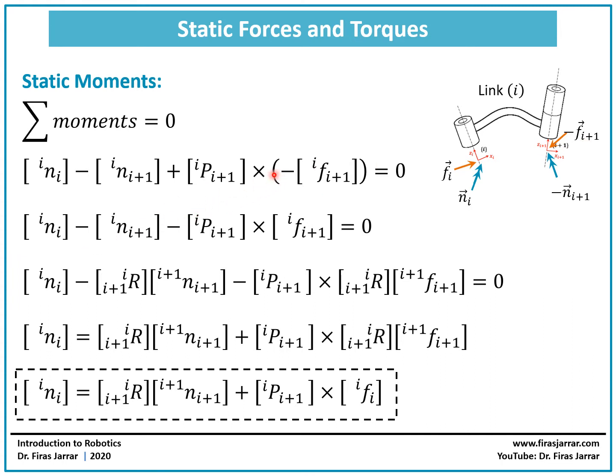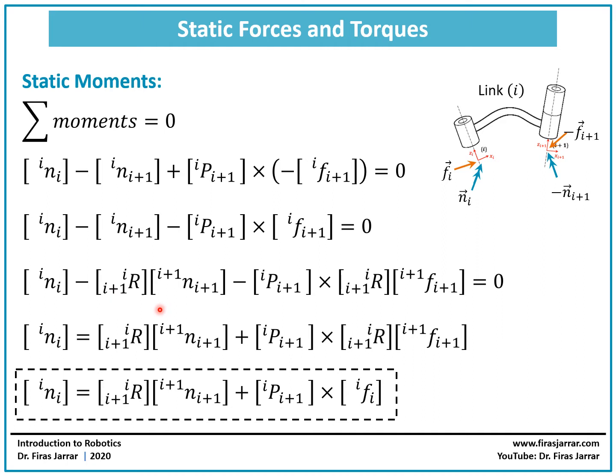The negative sign is moved here, and we will do as we did in the previous slide, where we want to express each moment and each force in its own frame of reference. So instead of having it in frame I, I would prefer to have it in its own frame of reference, but to do that I need to pre-multiply it, or map it, by the rotation matrix of I plus 1 with respect to I.